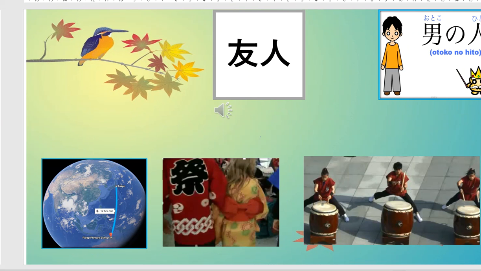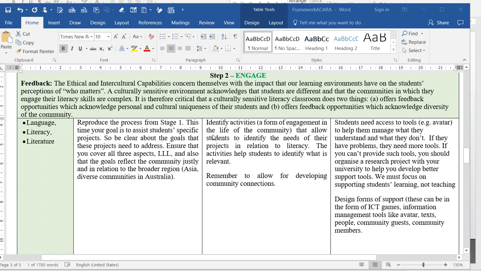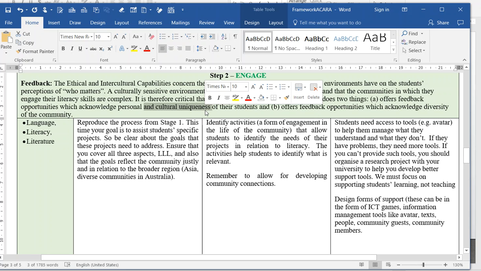Links to different cultures. So that would cover. So basically, that's what I meant here: offers feedback that acknowledges the diversity of the community. So on the one hand, it acknowledges uniqueness.